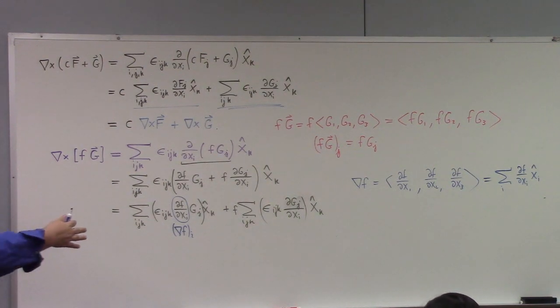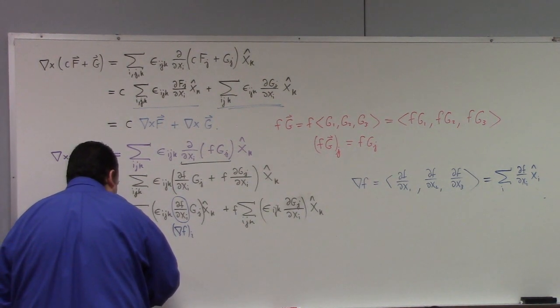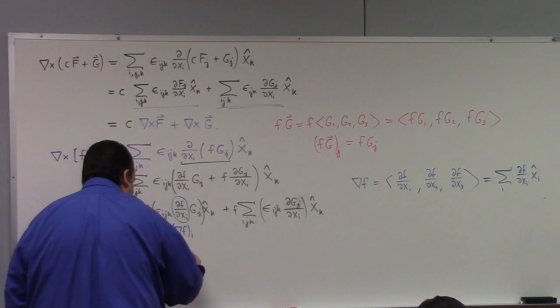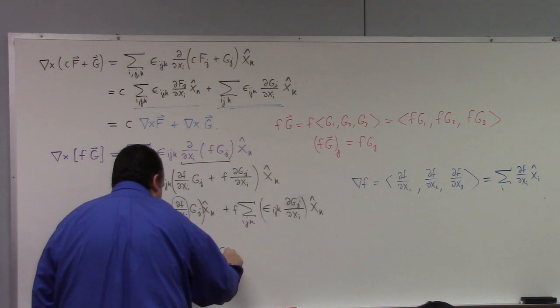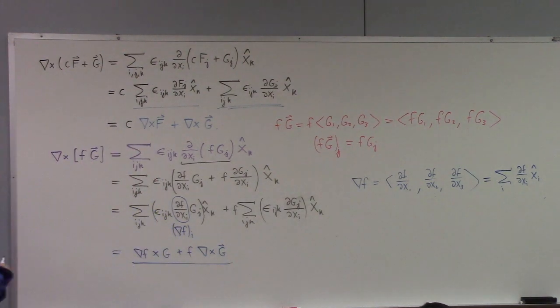What we have here, what we're looking at, is exactly the curl of the gradient with g plus f times the curl of g. There you go. That is a product rule for the curl. It's also the solution to part B of problem 92, which I guess you would be happy about, right?